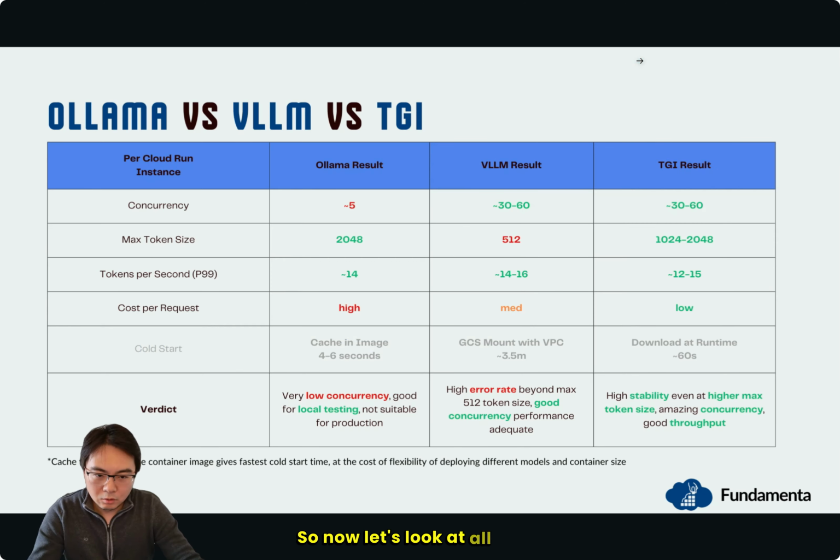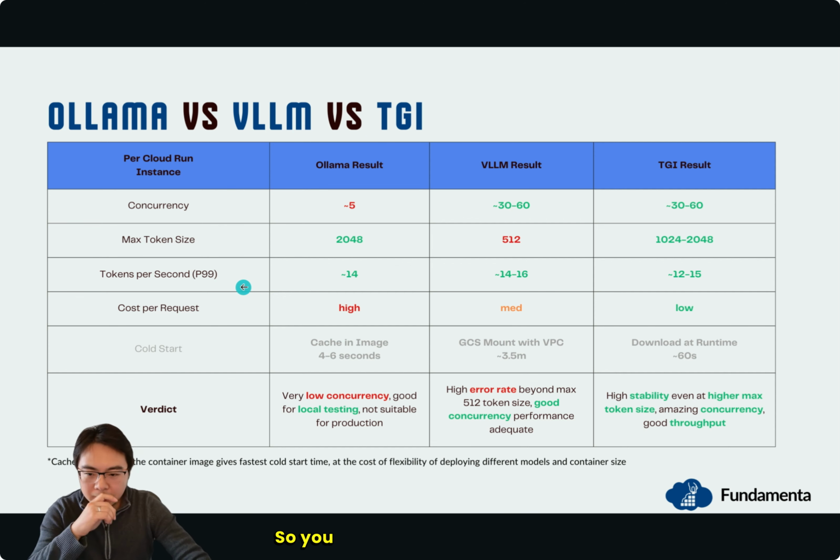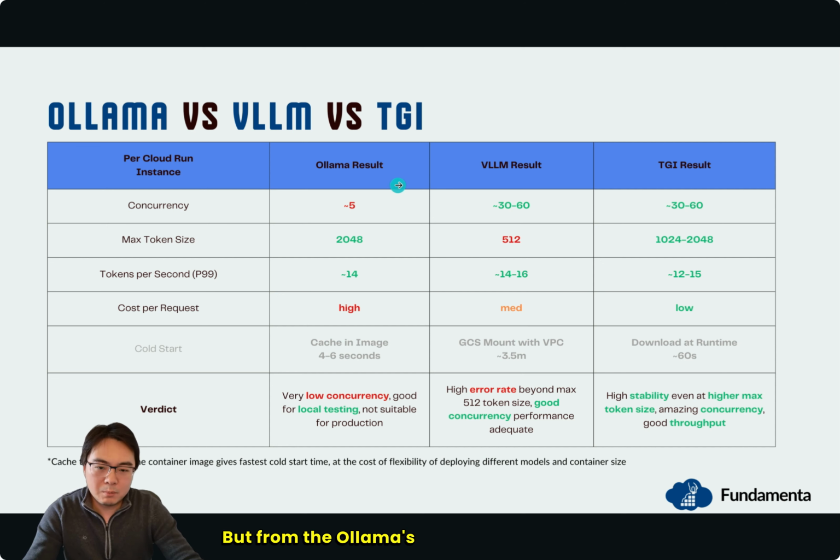So now let's look at all three together between Ollama, vLLM, and TGI, right? You can see I've compared them in a number of categories. I've also put a bit more things in there so you can compare the cost per request, which is very useful to know. But from Ollama's point of view, because it has relatively low concurrency, it's not actually good for production use.